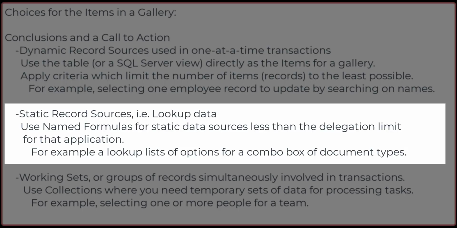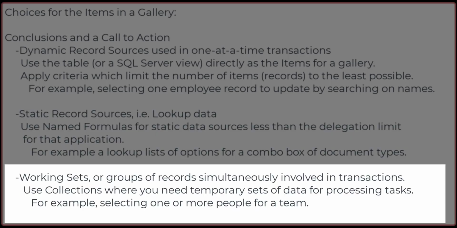The second broad category would be static record sources, i.e. lookup data in a list of five types of books or seven company locations and so on. Those are not going to change. They're not likely to change during a given session. They're static. When we have that sort of static record source, primarily lookup data, we can use named formulas when the number of records in that data source is less than the delegation limit for that application. For example, a lookup list of options for a combo box of document types, manuscripts, published books, periodicals, or whatever that happens to be. And again, it's very unlikely to change during any given session. Named formulas work really well for that sort of static, small data source.